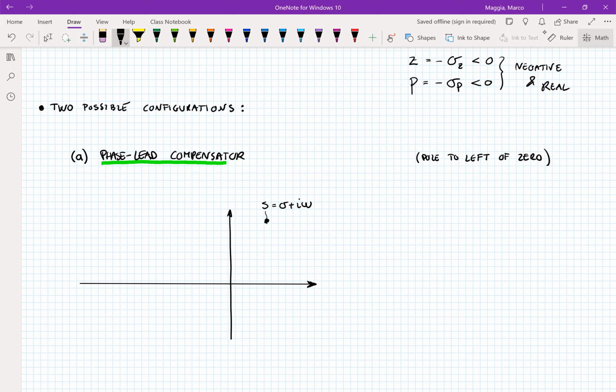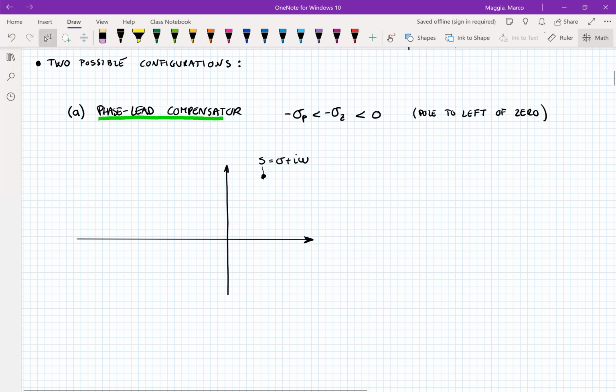All right, so for a phase lead compensator, we require minus sigma p to be less than minus sigma z, and both are less than 0. In other words, the pole, which is a negative real number, is to the left of the 0. So let's draw that on the S-plane.